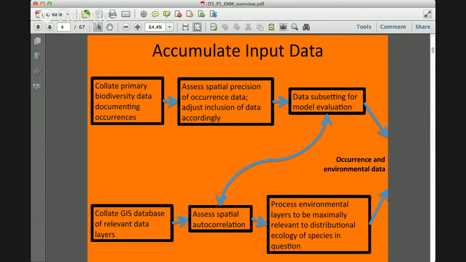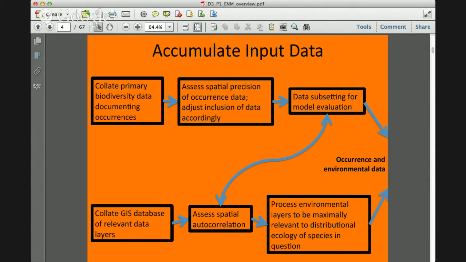So let's start with that first step of accumulating input data. What I'm going to do is show you these orange slides that show you kind of a flow diagram. And that's going to be in these 5 pieces. And then for certain parts of it, I'm going to give you more detail.